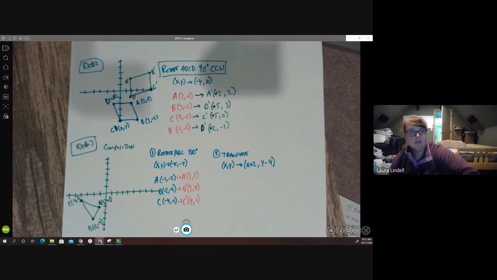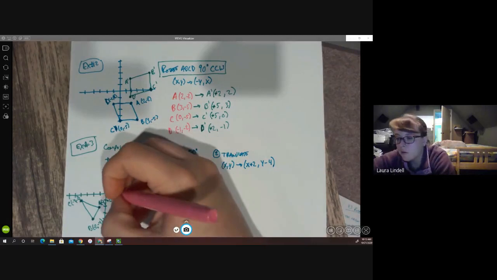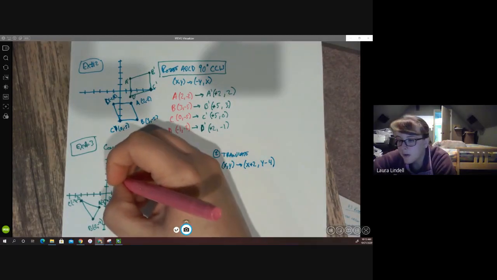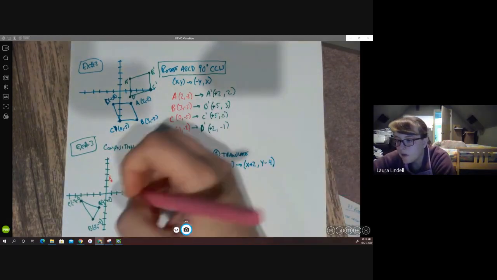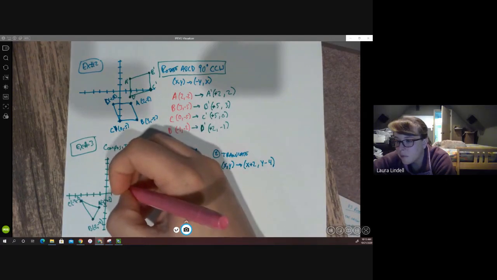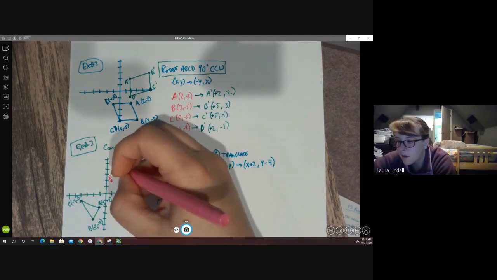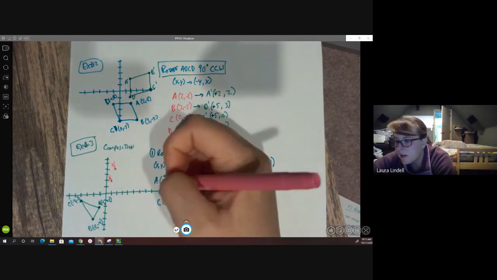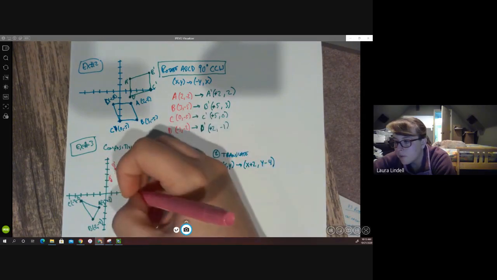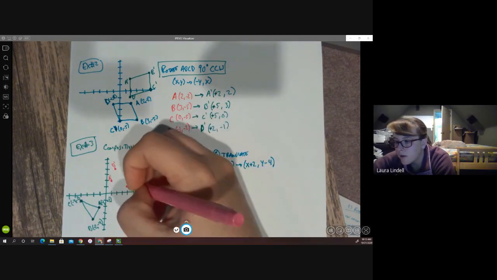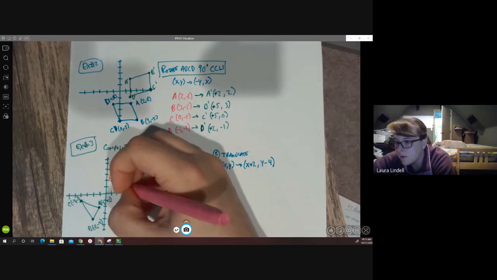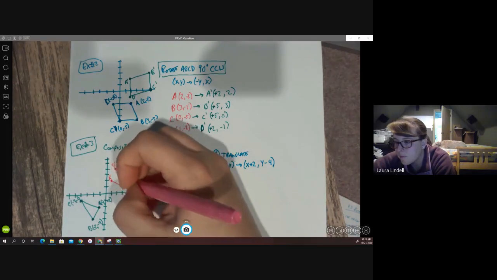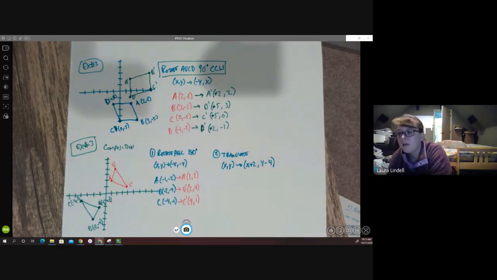And then I'm going to go ahead and graph those things. So we're going to go over 1 up 2 for A prime, over 2 up 4 for B prime, and over 4 up 1 for C prime. Okay, so now we've rotated it.